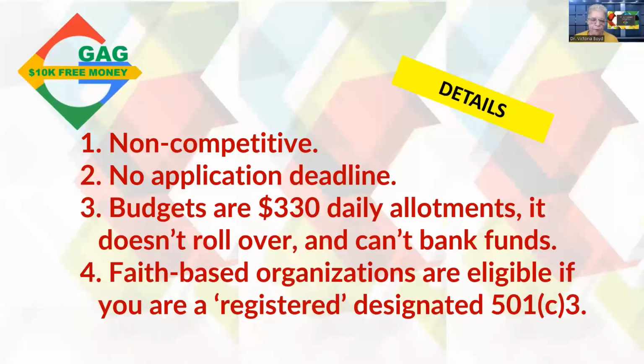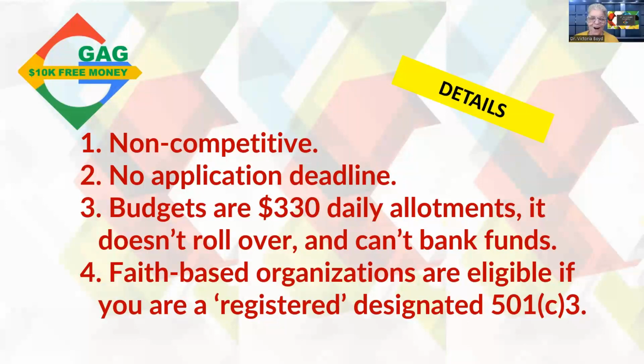Budgets, as I said before, are $330 per day. It's a daily allotment. It doesn't roll over. So that means if you don't use it one day, it's not $660 the next day. And you can't bank funds. So you can't keep building up what's in your pool. You've got to use it, or as they say, you lose it.